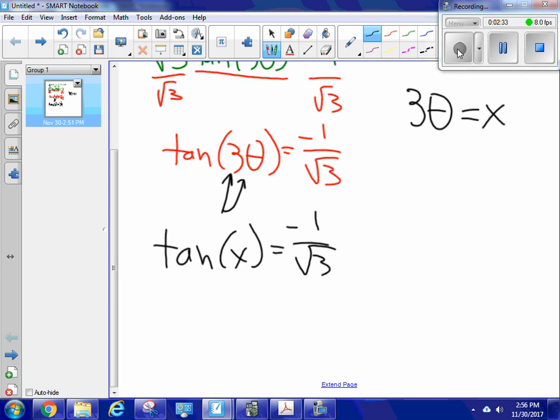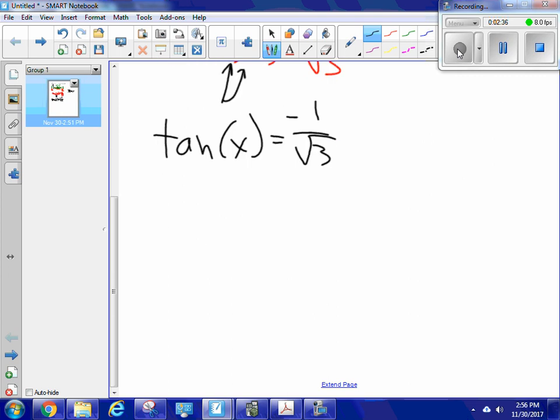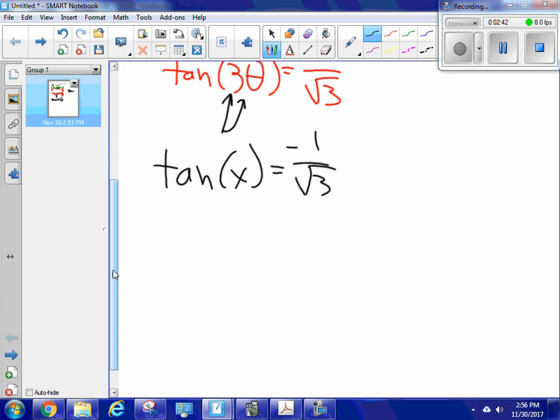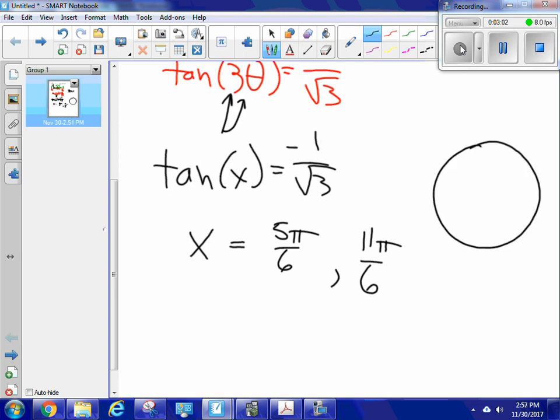Because of my familiarity with the unit circle and with trigonometry in general, just by looking at the unit circle you would find that x is equal to 5 pi over 6 and 11 pi over 6. That's if I go around the unit circle one time. Those are the 2 spots where this is true. And I'm pretty comfortable with that because I know that tangent is negative in these 2 quadrants.